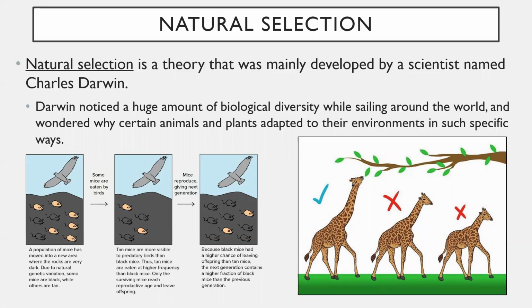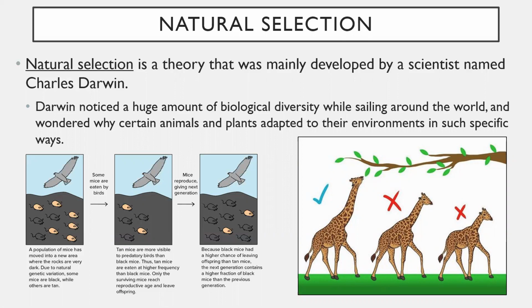So two examples on this page. The one on the left shows a bunch of mice. Some mice are tan in color, other mice are very dark in color. The mice that are in an area where the ground is a very dark color have an easier chance of blending in with their environment. So predatory birds are less likely to spot those mice, and they're more likely to spot the tan mice, which stick out a little bit more. That's not to say that the dark mice don't get eaten as well. It's just that they're less likely to be spotted, so therefore they're more likely to survive a longer amount of time.